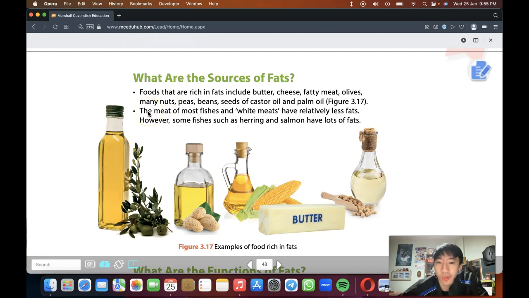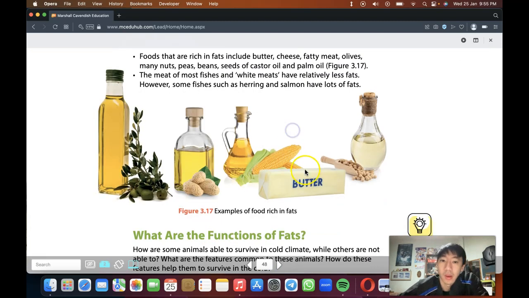The meat of most fishes and white meat have relatively less fats. However, some fishes such as herring and salmon have lots of fats. The term white meat is used to describe meat that looks whiter when you cut it, with not so much blood, so chicken, basically. Whereas red meat will be like beef, where when you cut the meat, you see a lot of blood come out.